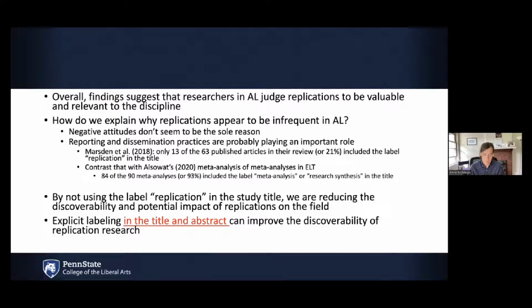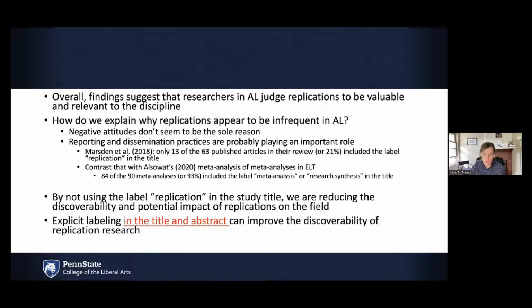People who are doing meta-analysis seem to be more willing and want to include meta-analysis in the title, right? People who are doing replication studies don't appear to be using the word replication until you get to the methodology section, and in a small number of cases, they're including it in the abstract. Most times, they're not even including it in the title, right? And so it seems to me that explicit labeling can improve the discoverability of replication research.